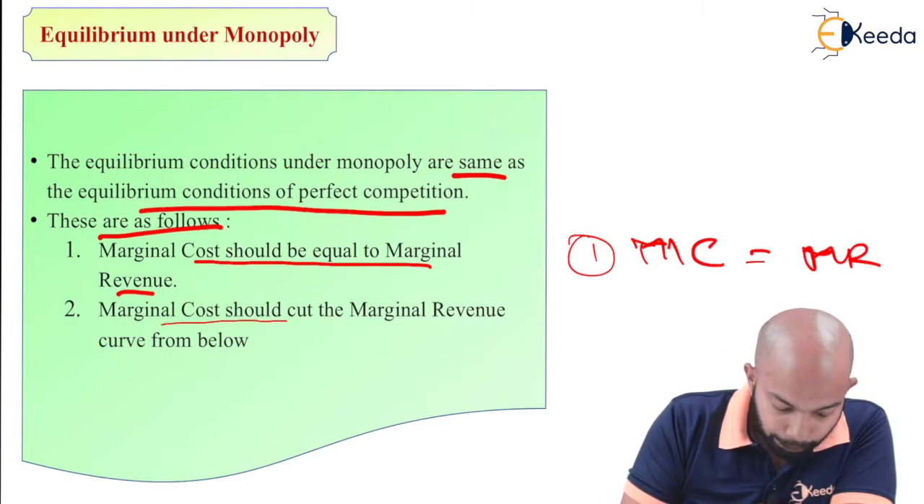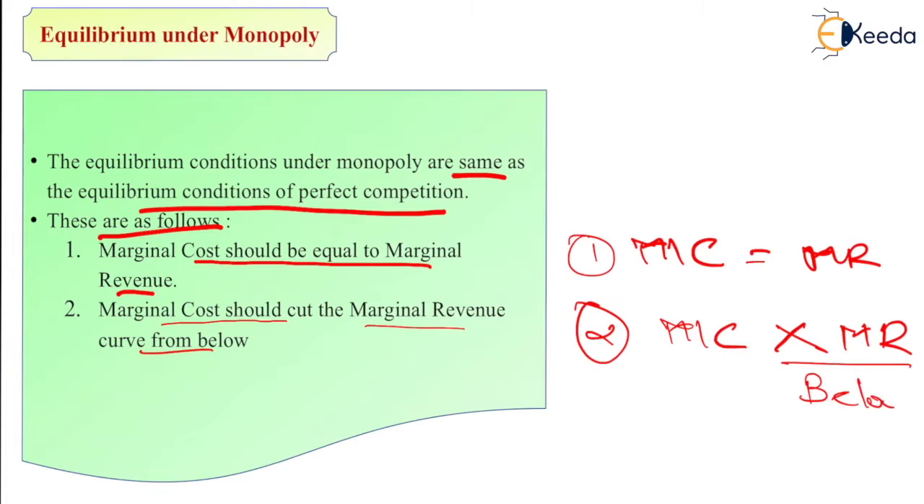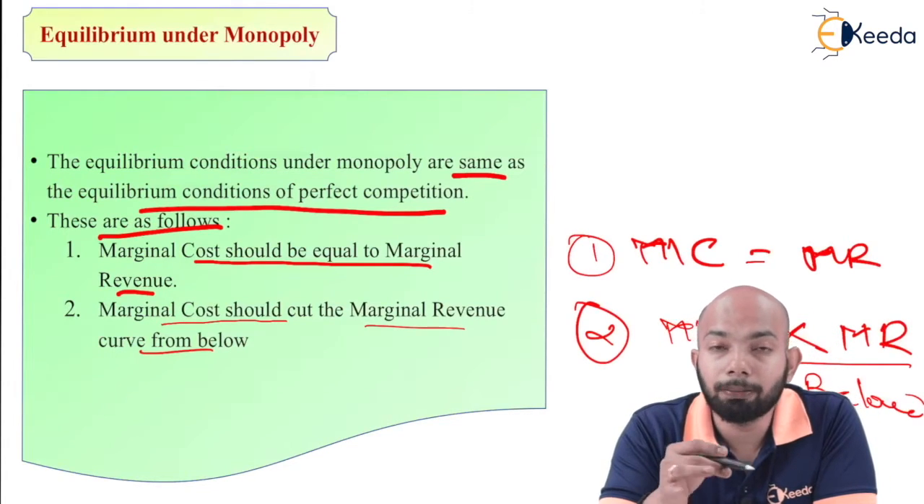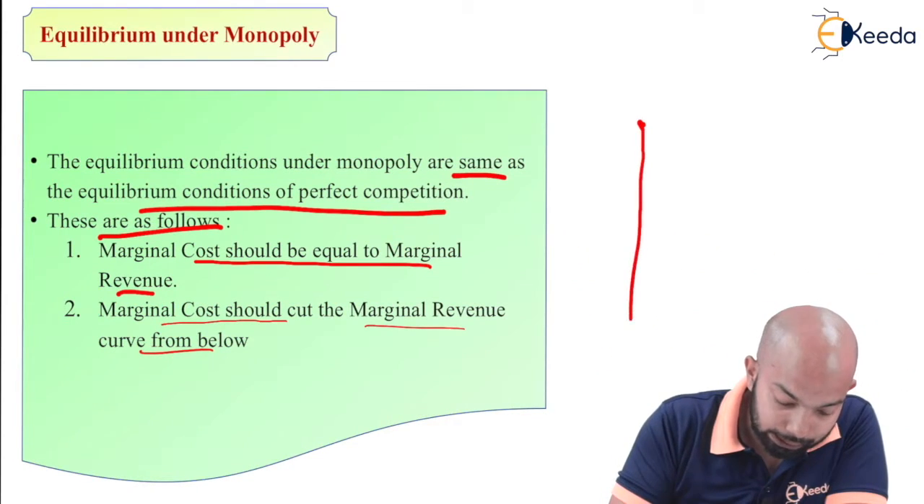Second, marginal cost should cut the marginal revenue from below. This is the second condition that we have discussed here. Now, to discuss further, if I have to draw these two things, marginal cost and marginal revenue, so that I can make you understand how exactly it works on the graph.